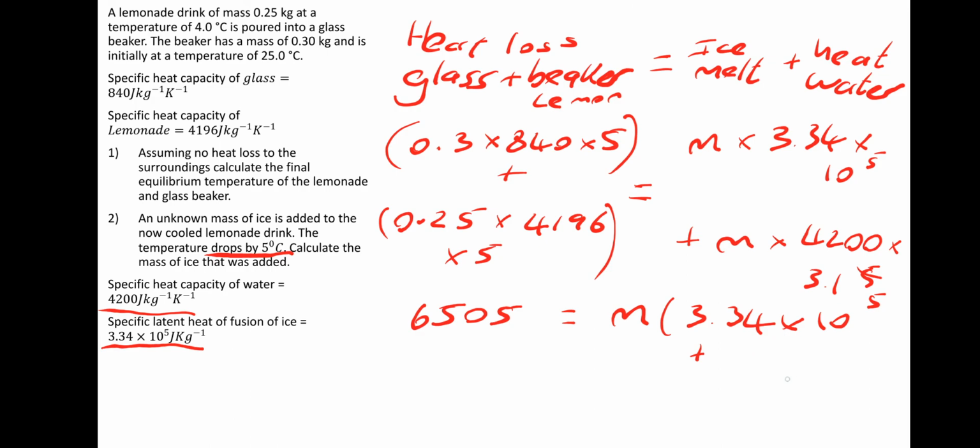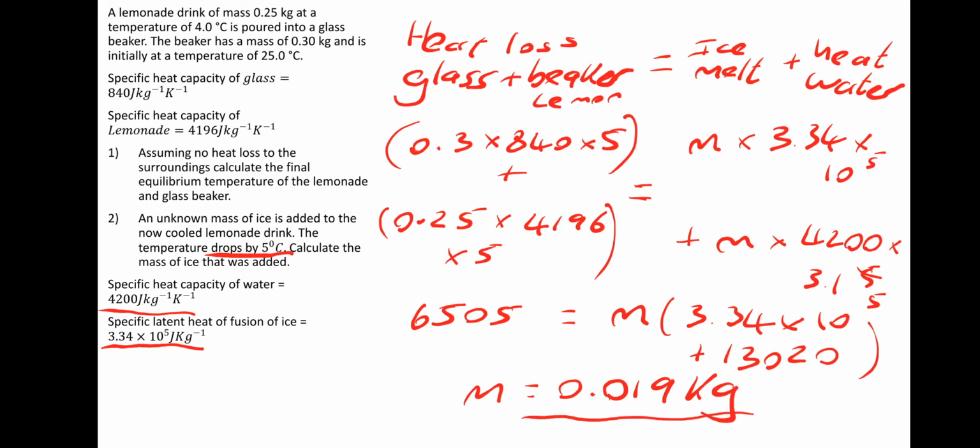So 3.34 times 10 to the 5 plus 13,020. Then we just need to do 6,505 divided by the number on the right. So that would leave you with a mass of 0.019 kilograms. So we got there in the end.